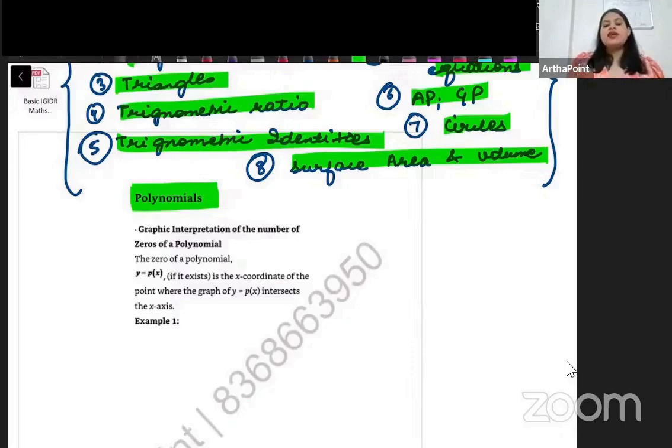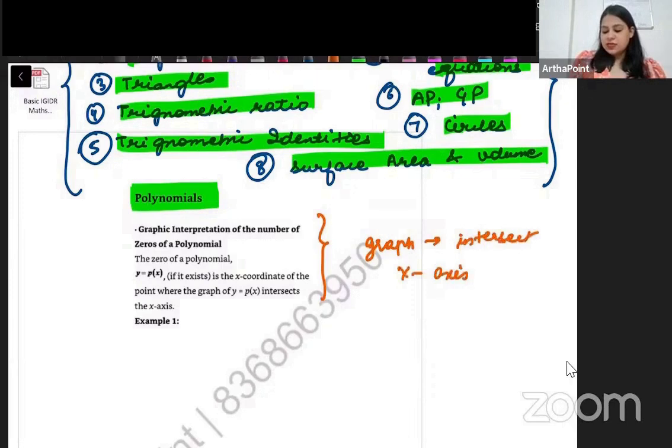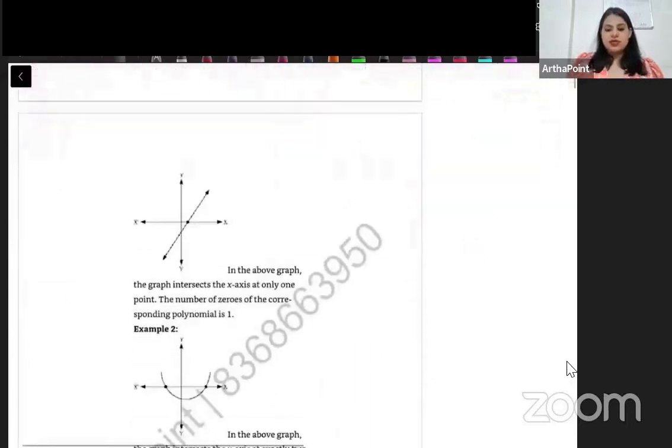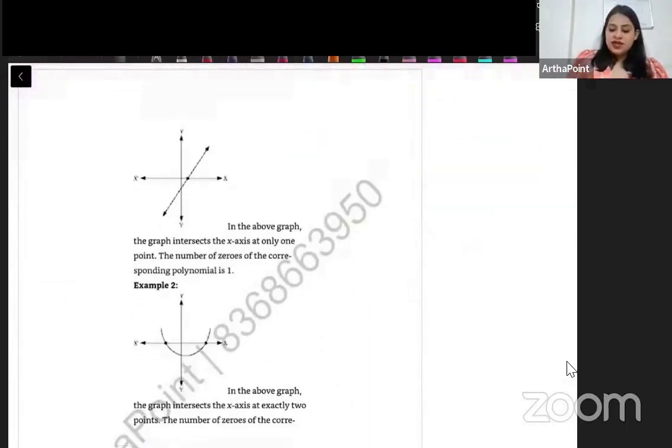Let us try to understand what is the graphical interpretation of the number of zeros of a polynomial. The number of zeros of a polynomial basically means, when does your graph intersect the x-axis? Let us take some examples for this. Consider this graph: the x-axis is only intersected one time.